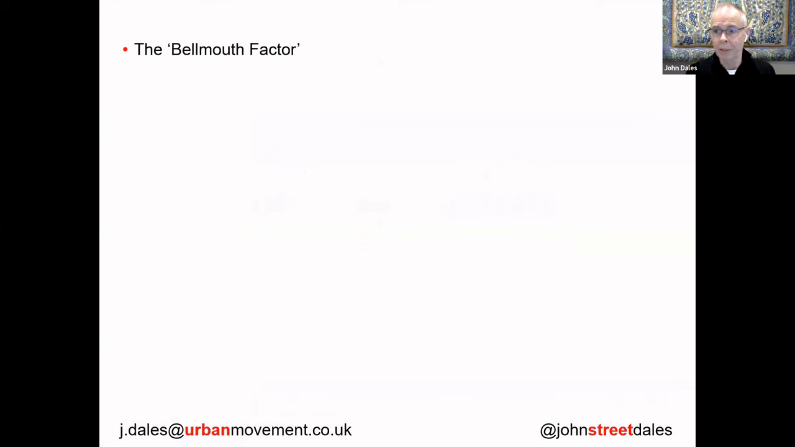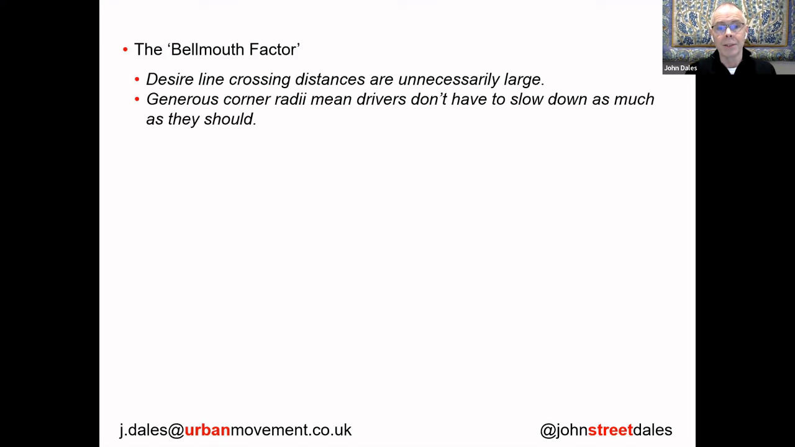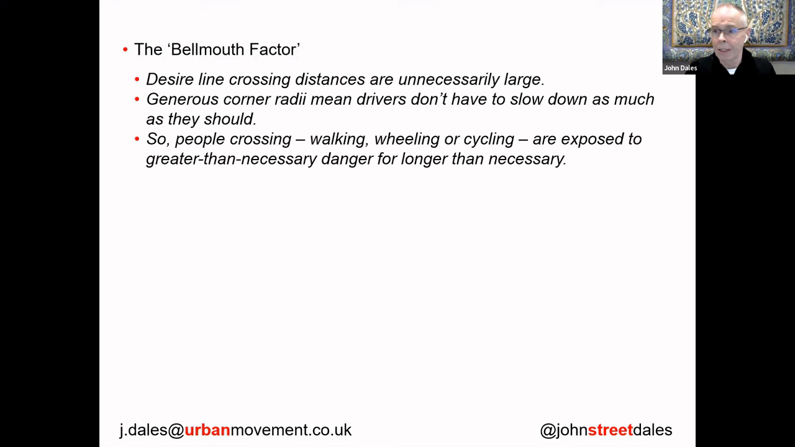This is my assessment of what some of those generic problems are, and what I call the bell mouth factor, which is where you've got a relatively narrow side street and suddenly it splays to twice, sometimes three times its width when it comes to the crossing point. That means that desire line crossing distances are necessarily large. It also means that because of the generous turn radii, drivers can turn in and out much faster than they otherwise could or should. The consequence of both of those factors put together is that people crossing, whether they're walking, wheeling or cycling, are exposed to a greater than necessary danger for longer than necessary. It's a real classic double whammy. You're in the carriageway for longer and vehicles can go faster through that space where you are.